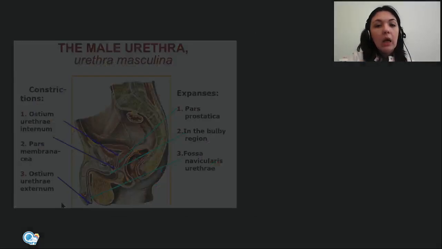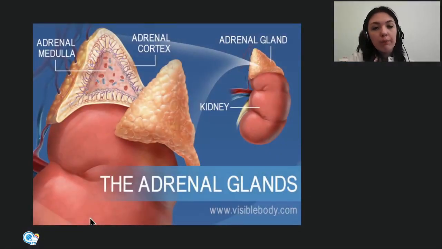Yes, and as I promised you, we also study the adrenal glands together with the urinary system, though they are not organs of the urinary system, they belong to the endocrine system. So the adrenal gland, or glandula suprarenalis, is located above the kidney. It is a paired organ located at the superior pole of each kidney, and it is triangular in shape.